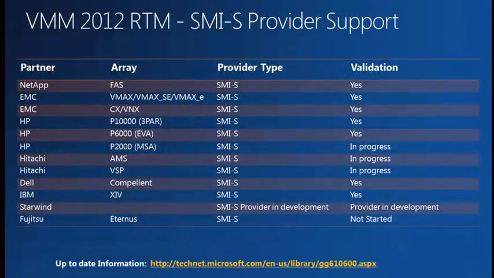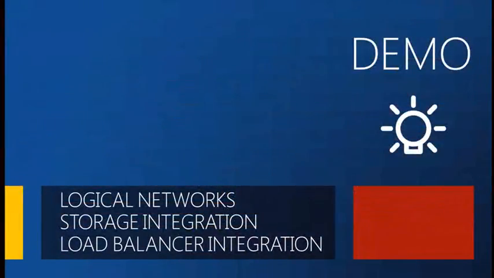Here are some of the SMI-S providers that are available from some of these vendors. A couple of vendors have an SMI-S provider, but their validation with VMM is still in progress. You can go through this TechNet site, where we will keep updating all these SMI-S providers and their download links. So this is the current status right now. We have SMI-S providers from Hitachi and Fujitsu, it's just that the validation is still in progress. And StarWind has just come up with SMI-S provider development. All right, let's go back to our demo environment and see some of these things in action.